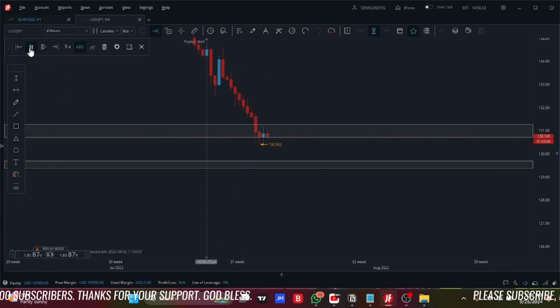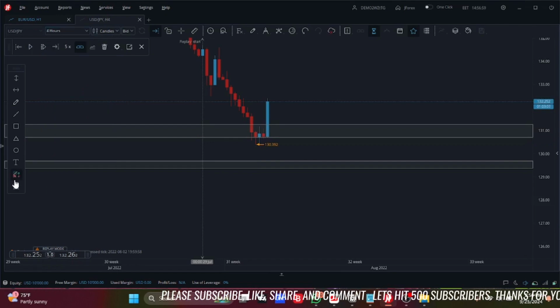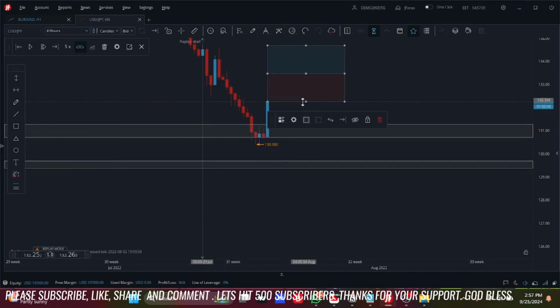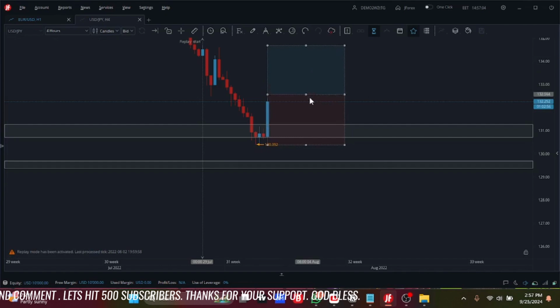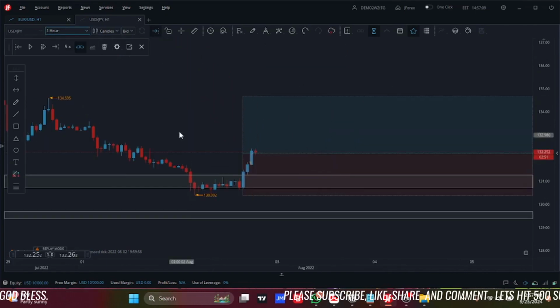I've said patience is key. So now let's see how price will react. That's a very big bullish candle. An aggressive trader will take his or her buys from there, because that's an indication that the buyers are entering into the market.